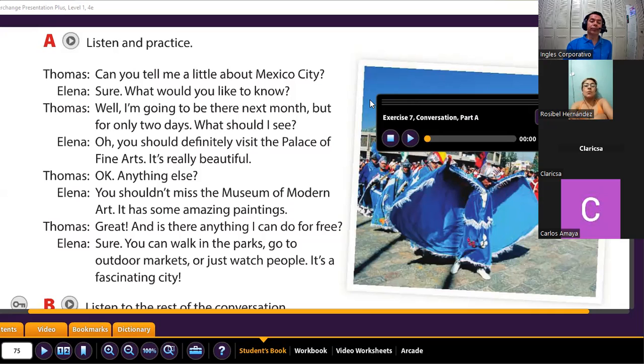Well, I'm going to be there next month. But for only 2 days. What should I see?